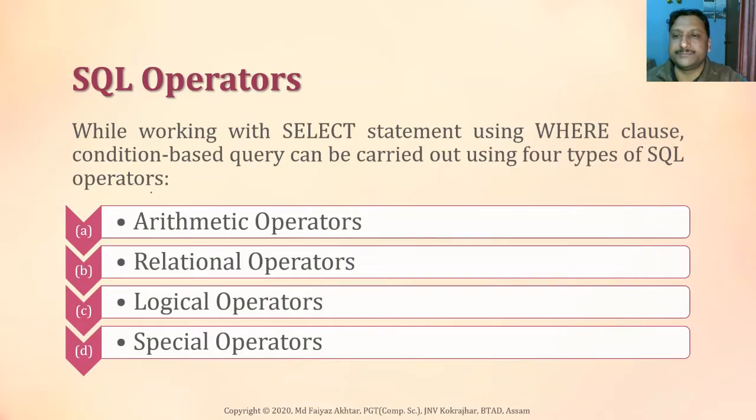SQL operators. While working with a select statement using the where clause, condition-based queries can be carried out using 4 types of SQL operators. Operators means we can do condition-based queries using different operators in the where clause of the SQL select statement. The first operator is the arithmetic operator, the second is the relational operator, the third is logical, and special operators are there. One by one we are going to learn all these things.